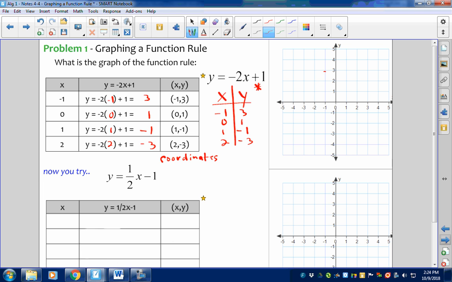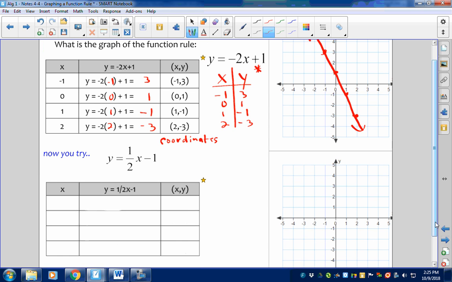Negative 1, 3 is up here. 0, 1 is right here. 1, negative 1 is here. And 2, negative 3 is here. And then it's fine to go ahead and connect the dots so you can see what the line or curve, when we get to curves, looks like. Unless it's a discrete graph and it doesn't make sense to connect the dots. So that's what we're doing.